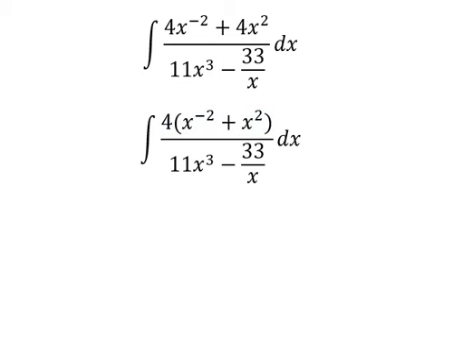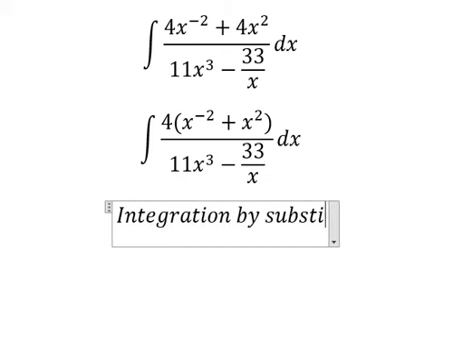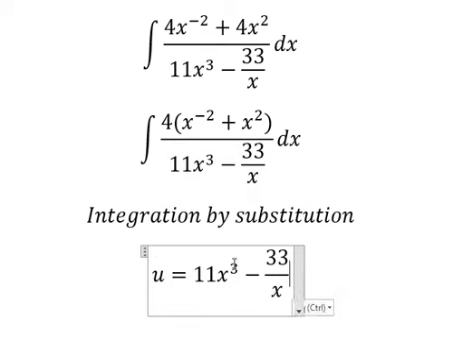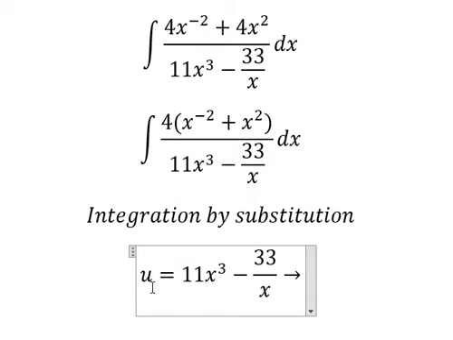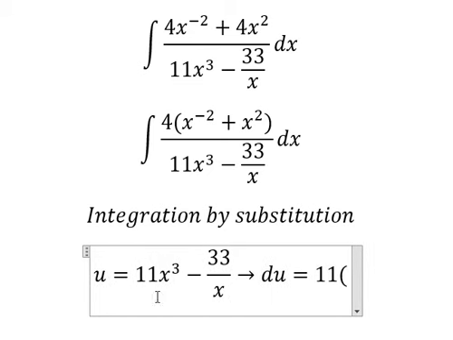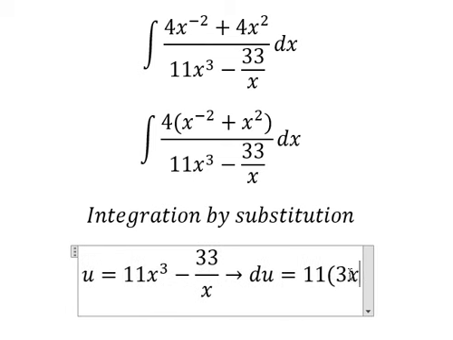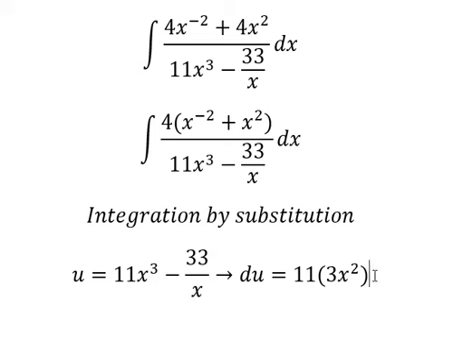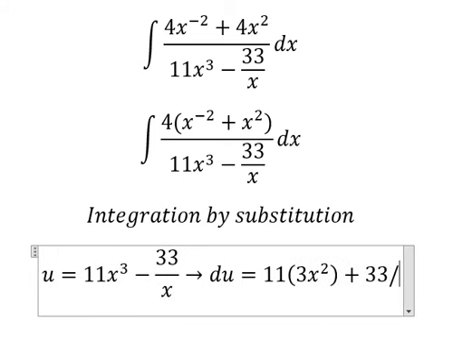Next, we need to use integration by substitution. So I will put u equals to this one. Later, we take the first derivative of both sides. The first derivative of s to the power of 3 is 3s squared. The first derivative of negative 33 over s will be positive 33 over s squared.